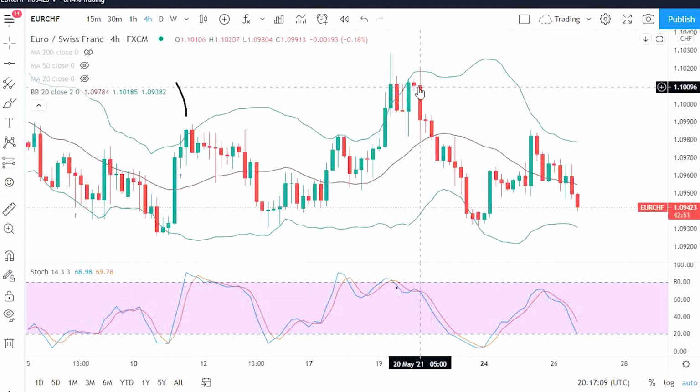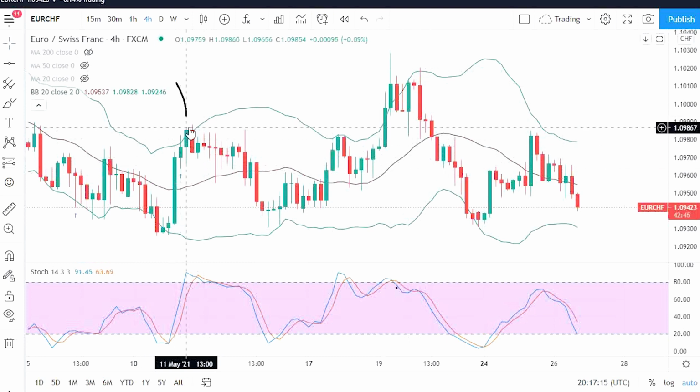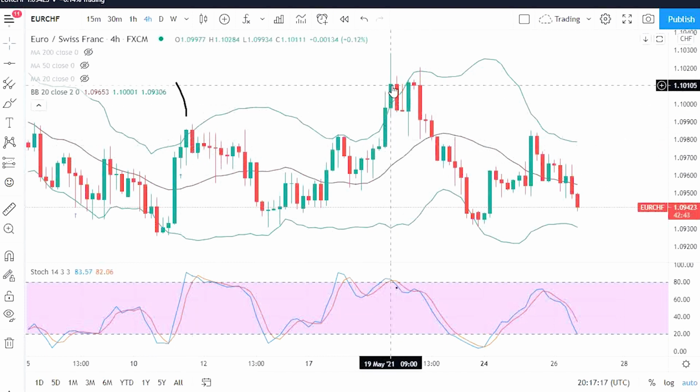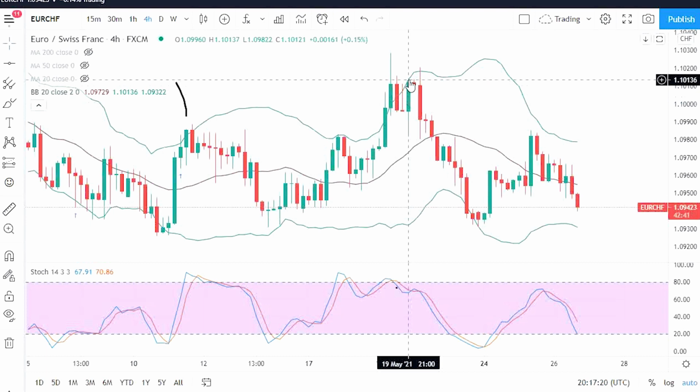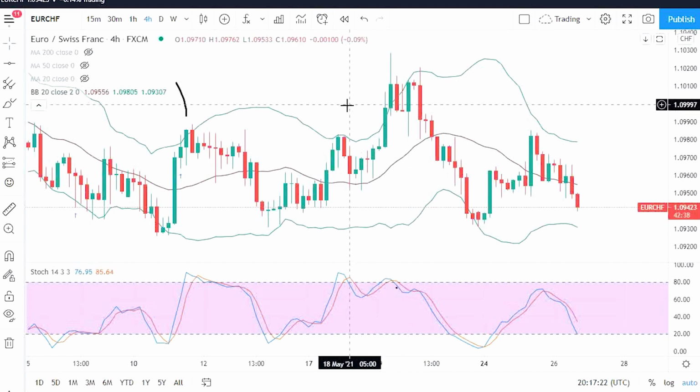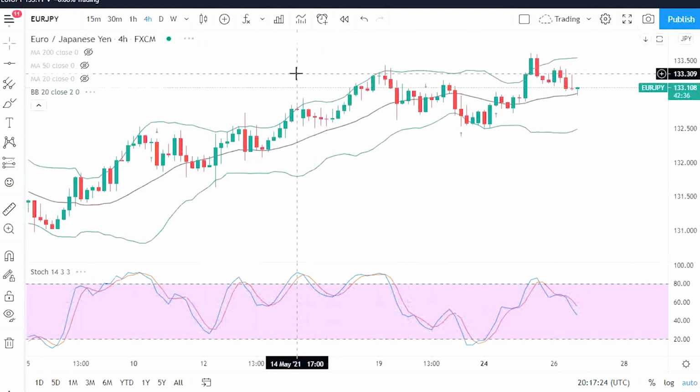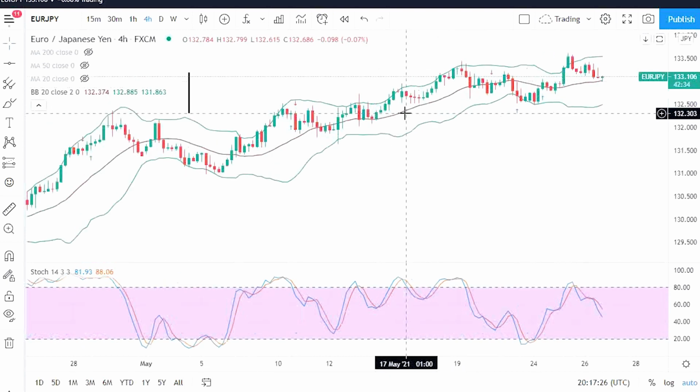And then this one, it's hard to explain, but basically it didn't just test it and reverse. See this one? It tests it and then reverses. This one tests it here, reverses, then retests it. I don't like those. So I'm just going to keep going through and show some examples.